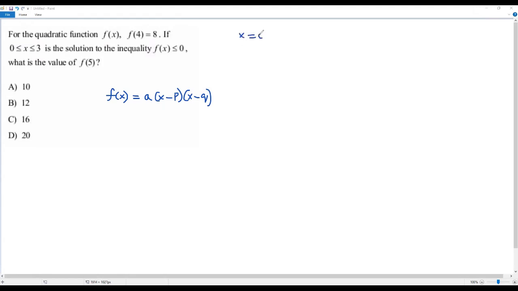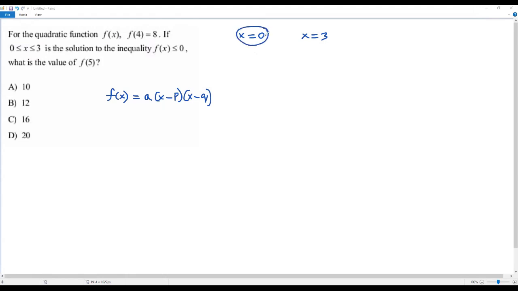So x equals 0 is the first solution for this quadratic function f of x. That is, it's a zero for this quadratic function f of x. The second zero of the quadratic function is x equals 3. That is the other boundary value in the given solution inequality. Okay, here I have the two zeros of the given quadratic function. From these two zeros, you'll be able to get the two linear factors for the quadratic function.